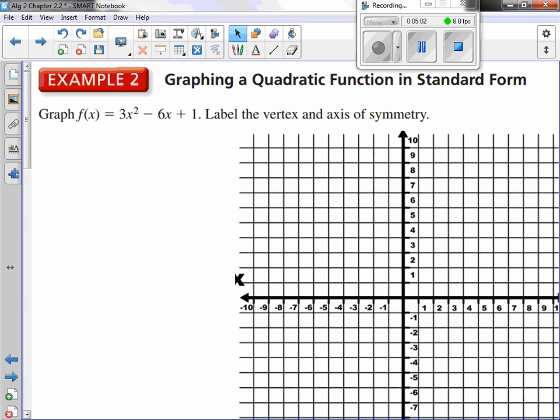So what we're going to look at is finding this vertex and axis of symmetry. I know it printed really small. I realized that after I printed them off. So I have to fix that next time.